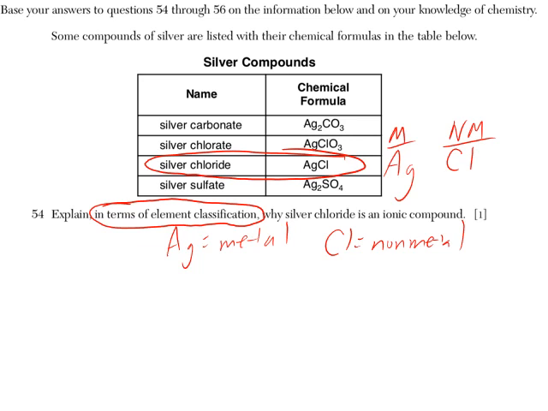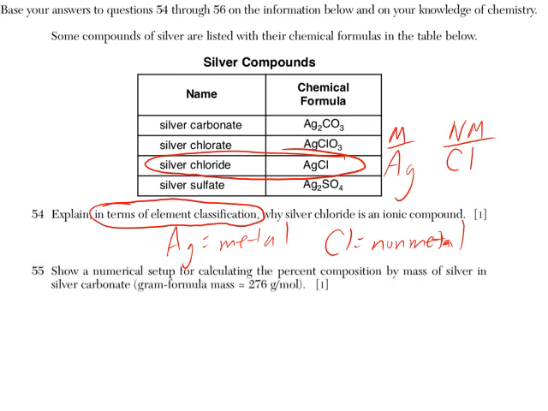You could talk about how the electronegativity difference is greater than 1.7. You could say that electrons are passed back and forth from metal to nonmetal. Those things may be correctish, but it doesn't make a difference unless you say one is a metal, one's a nonmetal. If you don't say which one's the metal and which one's the nonmetal, you're not getting points for this. So point that out because it says in terms of element classification.